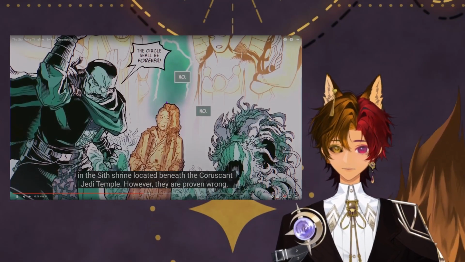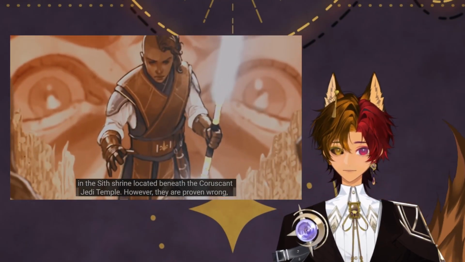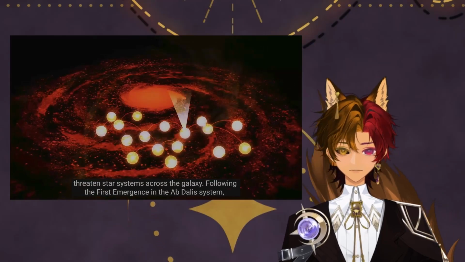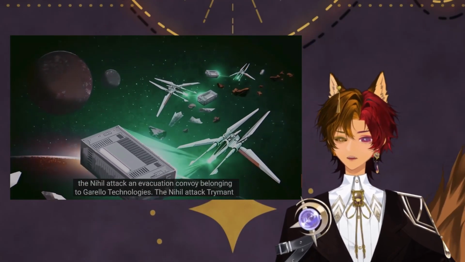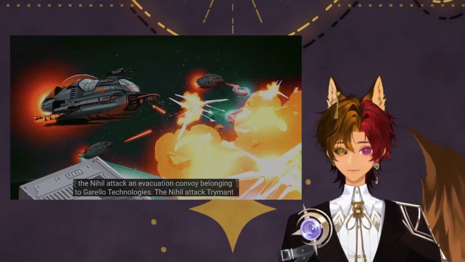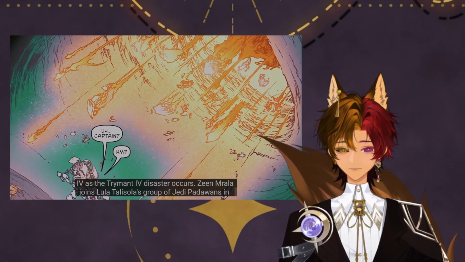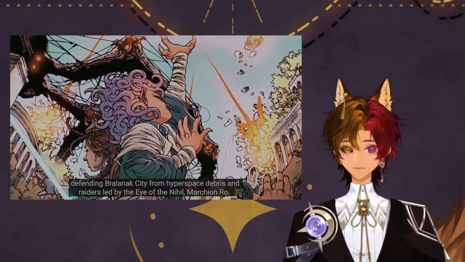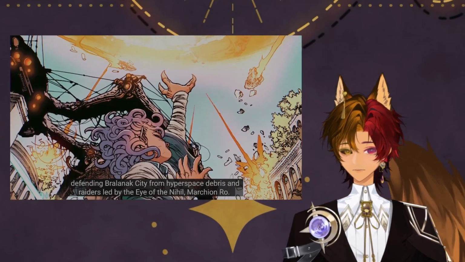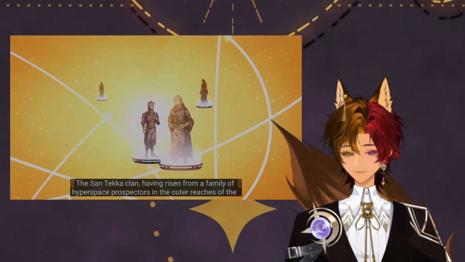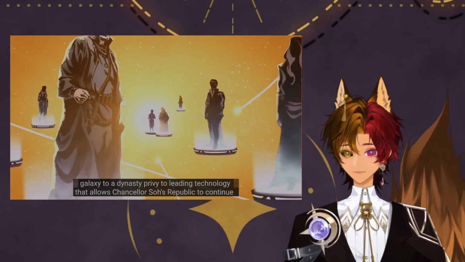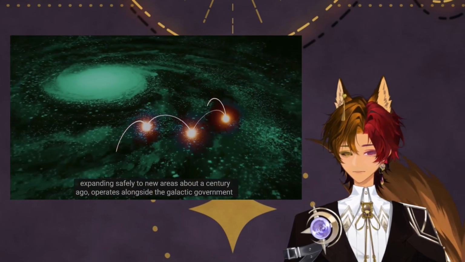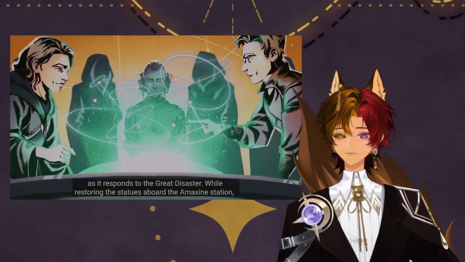Purification in the Sith Shrine located beneath the Coruscant Jedi Temple. However, they're proven wrong and realize that the statues had contained something else. A series of emergencies come to threaten star systems across the galaxy. Following the first emergence in the Abdallah system, the Nihil attack an evacuation convoy belonging to Gorello Technologies. The Nihil attack Triman 4 as the Triman 4 disaster occurs. Zine Mrala joins Lula Talisola's group of Jedi Padawans in defending Bralanak City from hyperspace debris and raiders led by the Eye of the Nihil, Markion Ro. The Santeca clan, having risen from a family of hyperspace prospectors in the outer reaches of the galaxy to a dynasty privy to leading technology that allows Chancellor So's Republic to continue expanding safely to new areas about a century ago, operates alongside the galactic government as it responds to the Great Disaster.